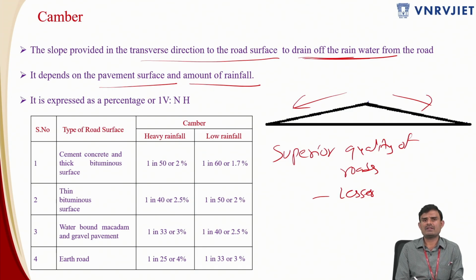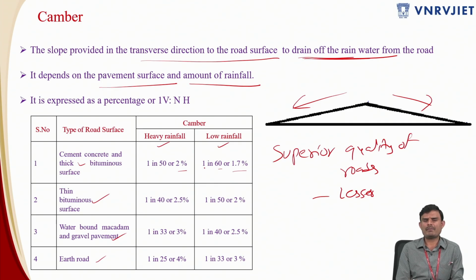Type of the road surface: the first one is CC road and next one is thin bituminous surface, and here CC road again combined with thick bituminous roads, thin bituminous roads, waterbound macadam and earthen roads. Again, just now I mentioned low rainfall and high rainfall. High rainfall will have a higher value because this is 1.7%, this is 2%. You don't get confused with 50 and 60.